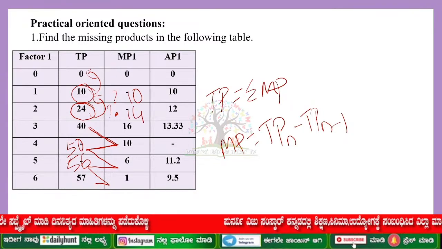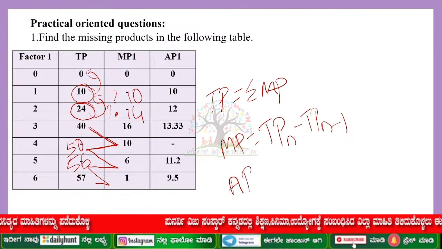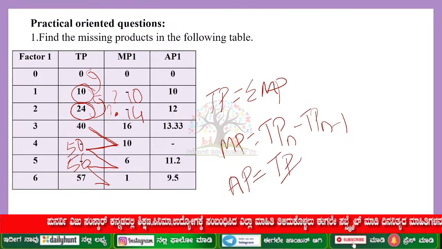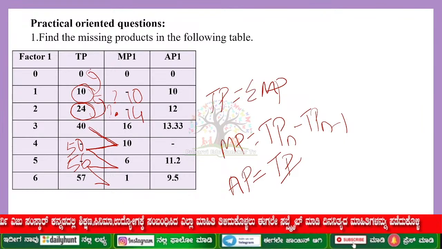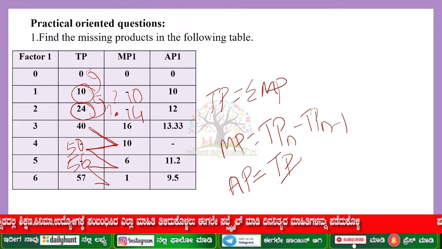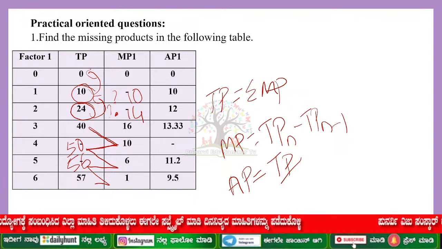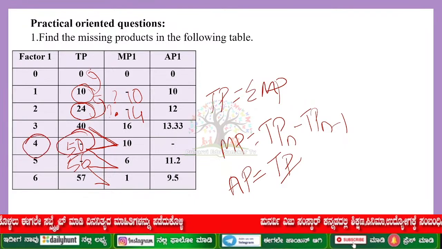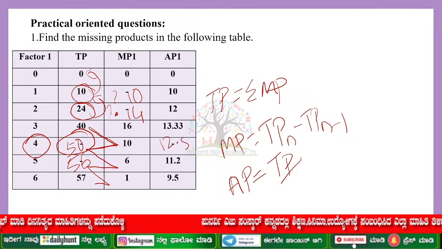So in this way you can calculate, and we know AP is equal to TP divided by factor, that is labor. Okay, so when you do that you will get an answer. So here TP is 50 and divided by 4 you will get 12.5.